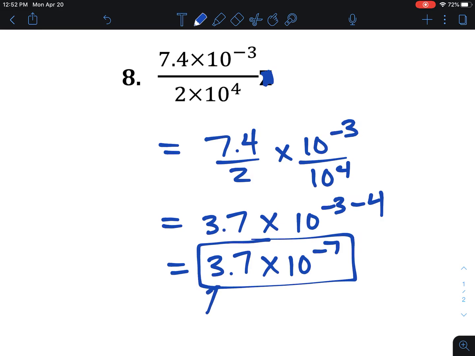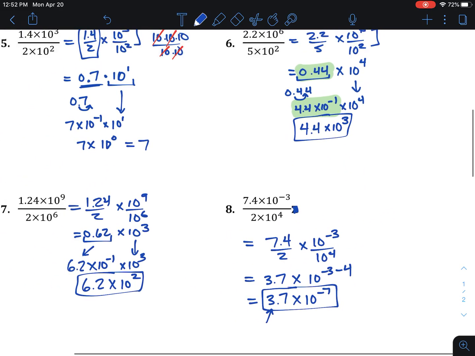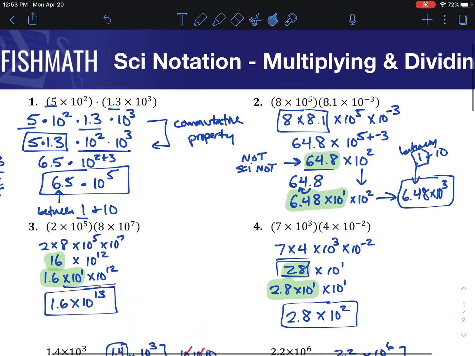And guess what? We're actually done because that's in between 1 and 10. We don't have to rewrite that one like we did the other ones because it already was in between 1 and 10. The other ones were 0.62, 0.44, and 0.7. They were too small. So that's how we do multiplication and division and get our answer into scientific notation at the end by just moving that decimal one spot to the right or the left depending on what form it looks like.